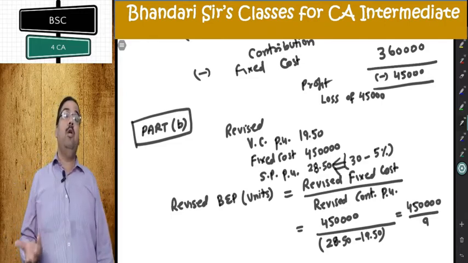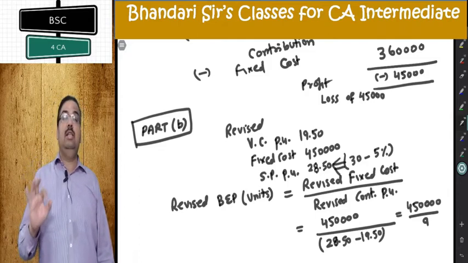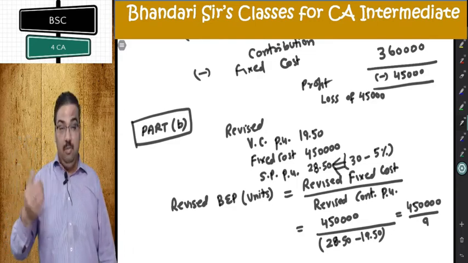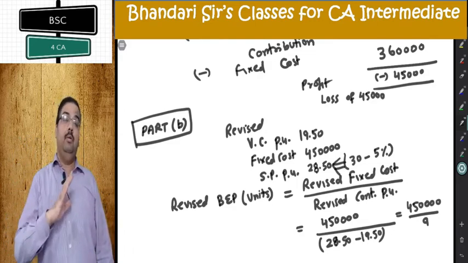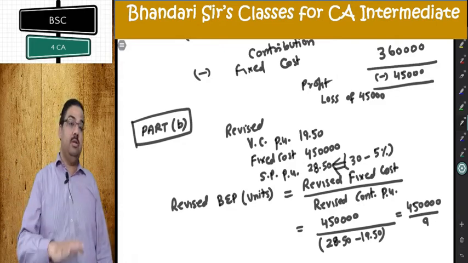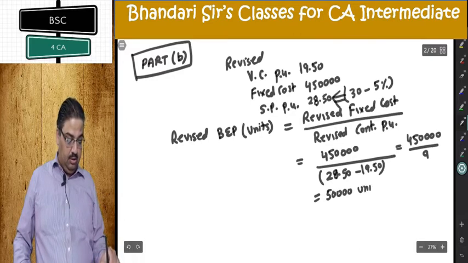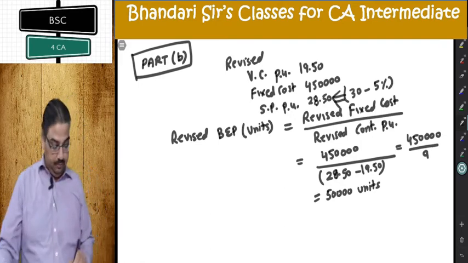Is a higher break-even point good or bad? Answer is bad. It is a starting point of profit. I will start earning profit later in my business by selling more units. That is not a good thing to happen. That is a bad occurring of the business. So what I am getting is 50,000 units. That is revised break-even point in part B.